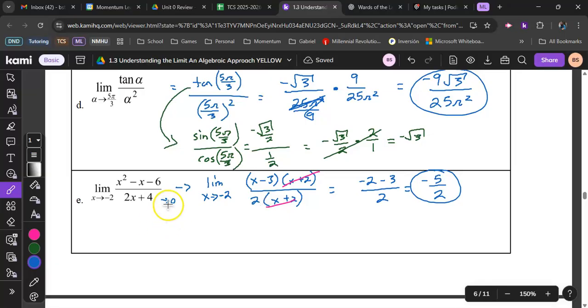If you get a problem on the bottom, the first thing you should try is factoring, same as you did in pre-calc. It's just that now we're doing the limit, which means if it doesn't exist, we can still take the limit. Okay?